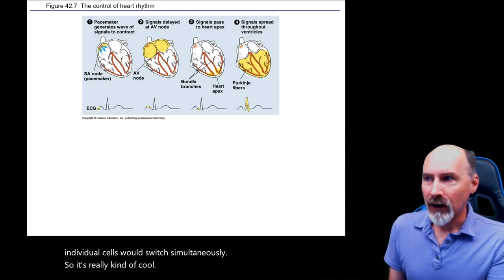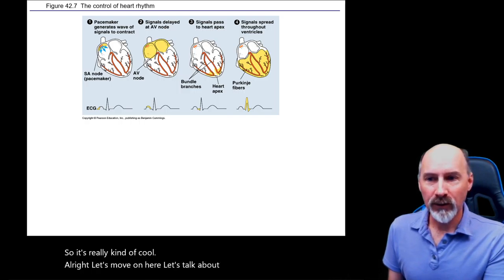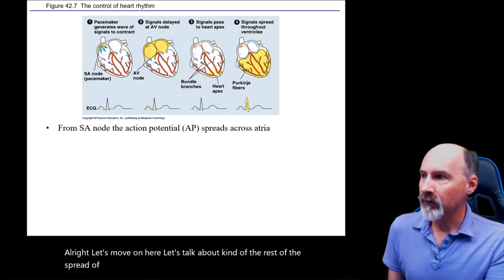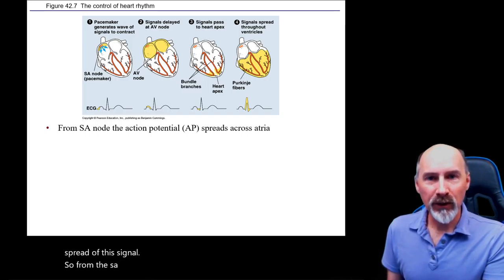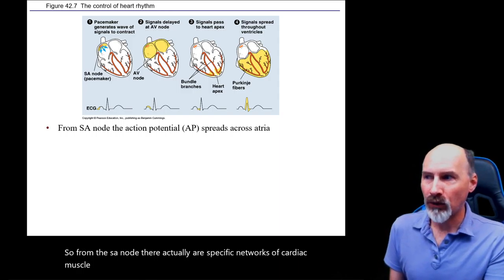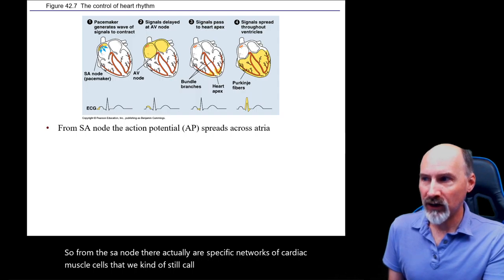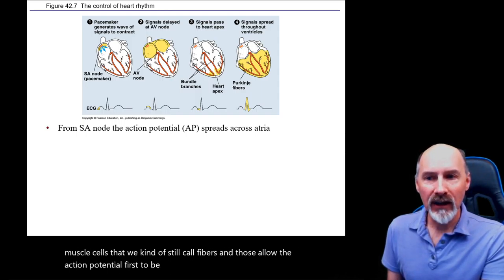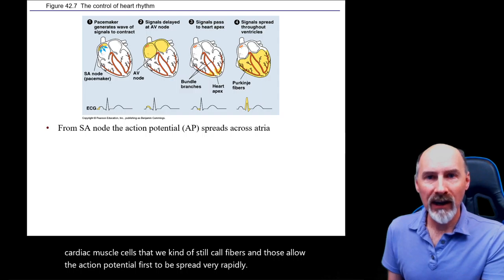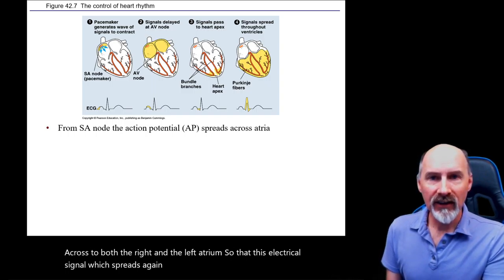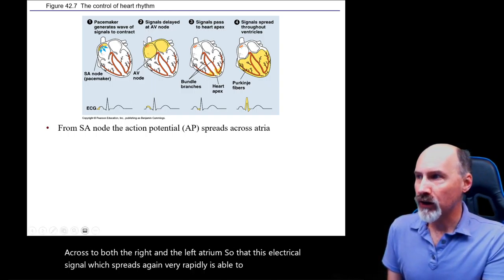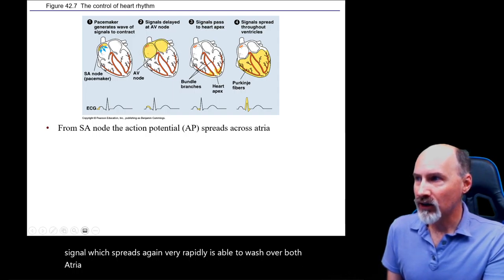All right, well, let's move on here, and let's talk about the rest of the spread of this signal. All right, so from the SA node, there actually are specific networks of cardiac muscle cells that we still call fibers, and those allow the action potential first to be spread very rapidly across to both the right and the left atrium, so that this electrical signal, which spreads, again, very, very rapidly, is able to wash over both atria and result in contraction.